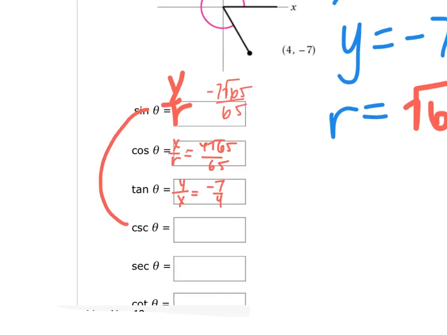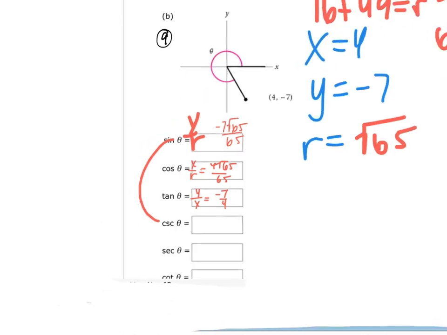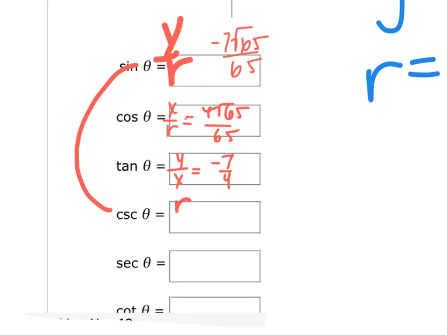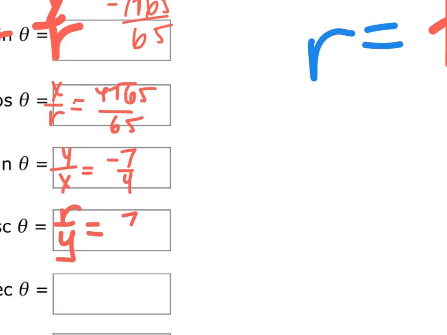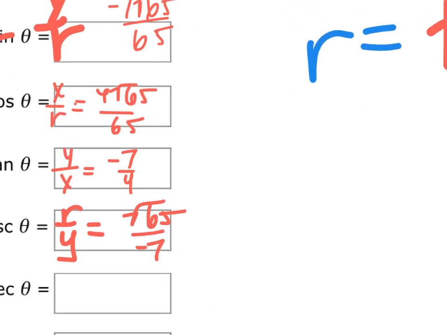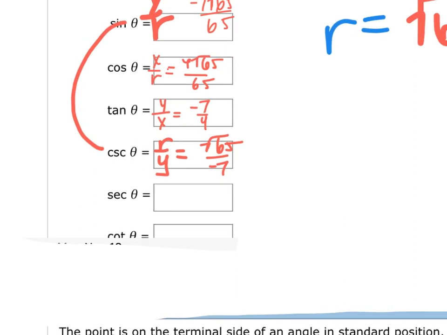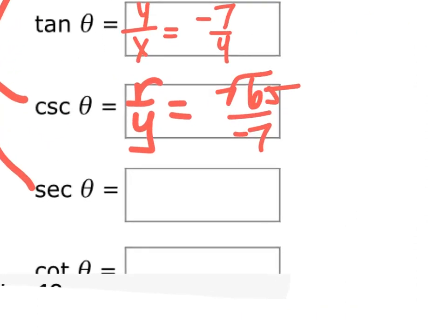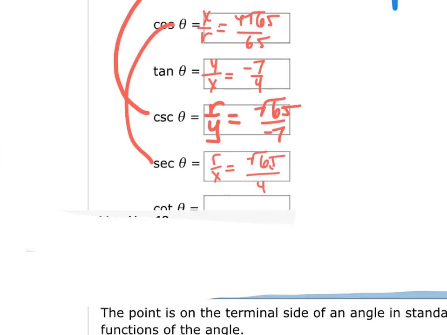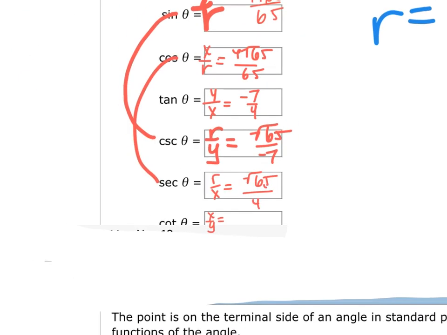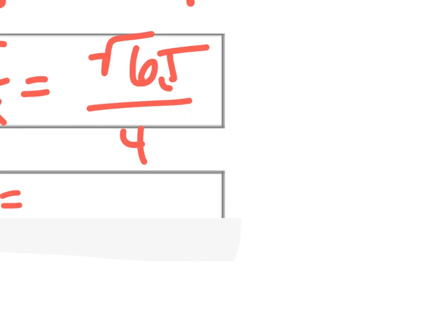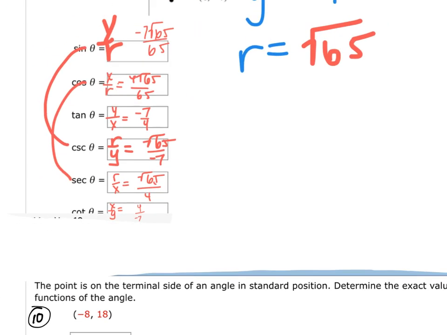Cosecant goes with? So it's r over y, right? R over y, which is? Good, root 65 over negative 7. Secant goes with? So it's r over x. Tell me what r is again, root 65. What's x? 4. And cotangent, x over y, which is what? 4 over negative 7. Good.